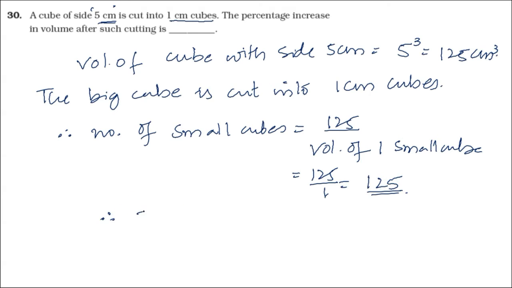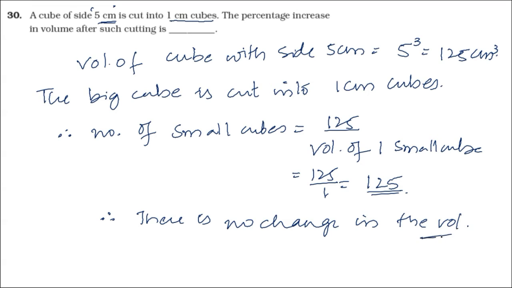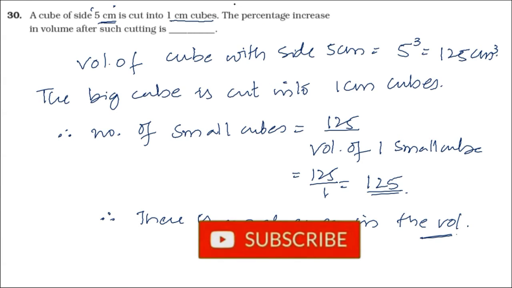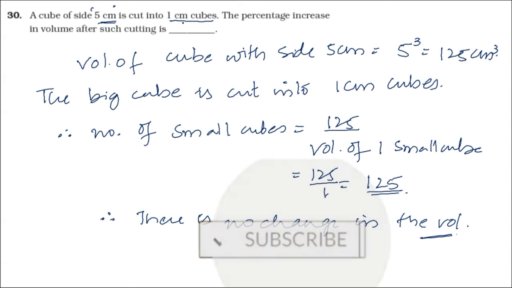Therefore, there is no change in the volume. Because the volume of big cube will be equal to volume of 125 cubes having the edge 1 centimeter. So there won't be any change. So the appropriate answer is, it's none.